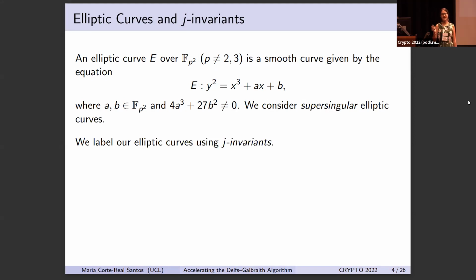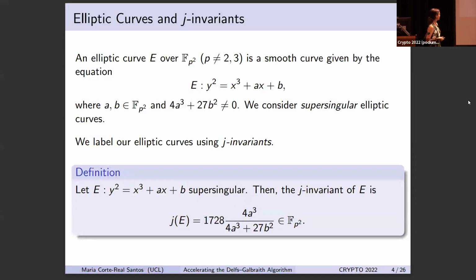And a key point that we'll be using throughout the talk is that we can label our elliptic curves using what's called a J invariant. And this J invariant is given by this equation here, which is also why we need this to not be 0. And your J invariant lies in FP squared. So given an elliptic curve, you can compute its J invariant and use it to label your elliptic curve up to isomorphism.